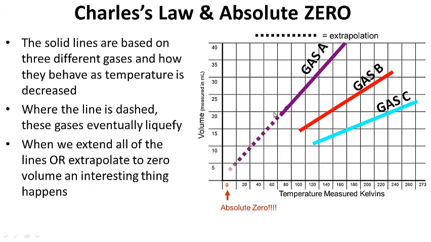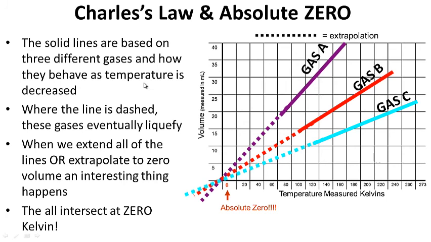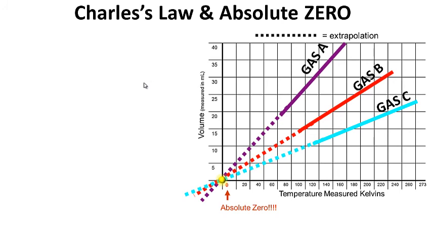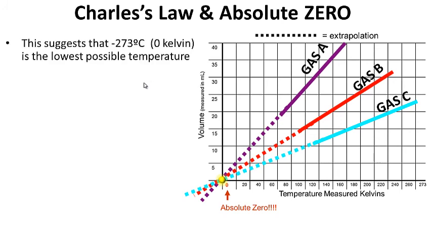So if we extrapolate, we simply extend this line. We notice that they all cross at 0. Lord Kelvin, a scientist, noticed this, and he called this absolute zero. So like I said, they all intersect at 0 Kelvin. This suggests that negative 273 degrees Celsius, which we now call absolute zero or 0 Kelvin, is the lowest possible temperature in our universe. Nothing can be colder than that.